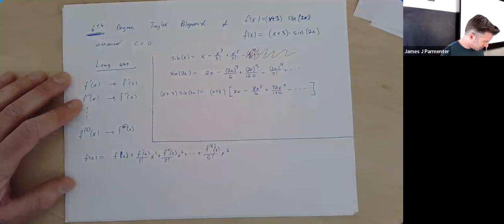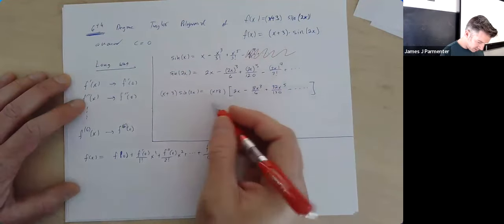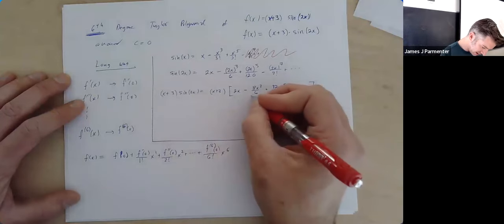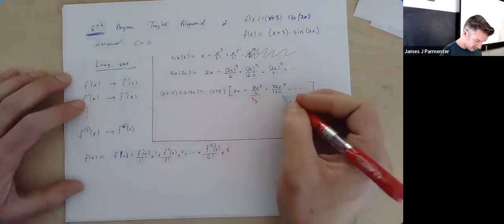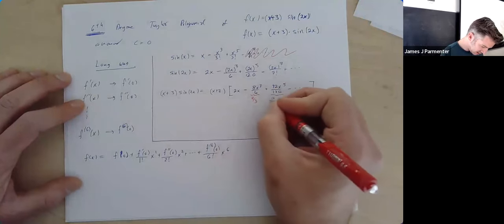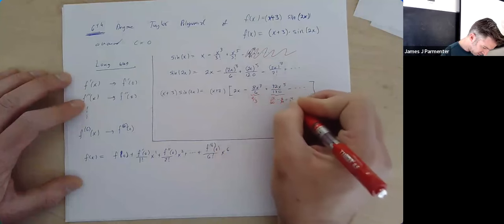So then we start multiplying things out, and I guess he did that too. Yeah, he did. Okay. So then we start multiplying it out, and I'll just point out that 8/6 is 4/3, and 32 over 120 is 16 over 60, which is 8 over 30, which is 4 over 15.